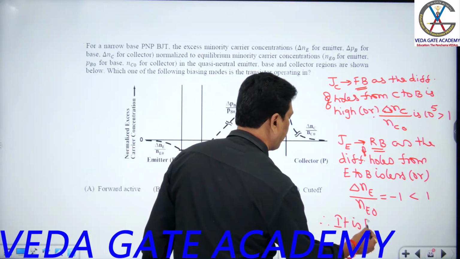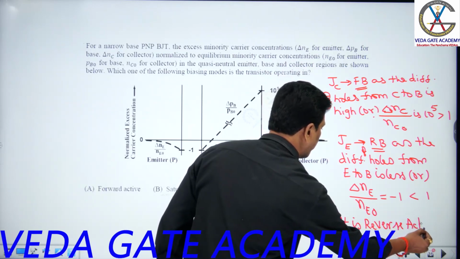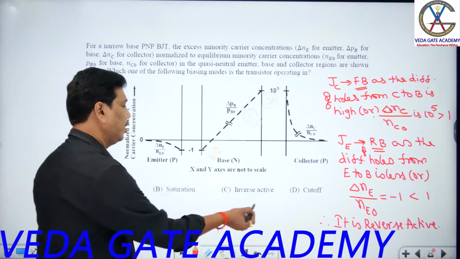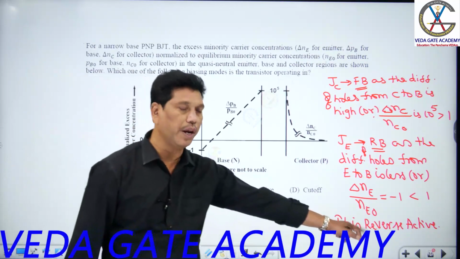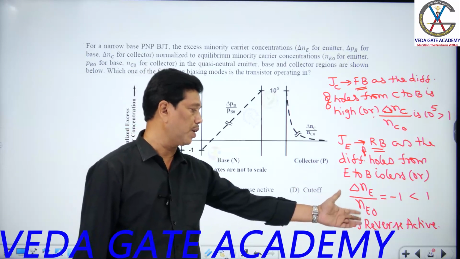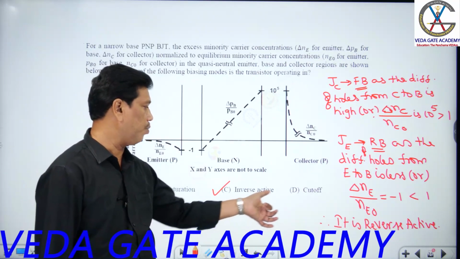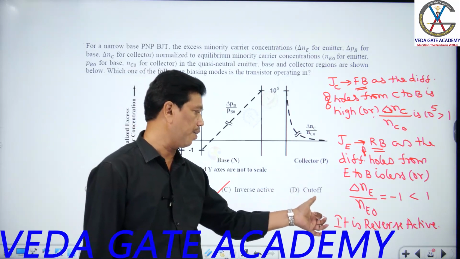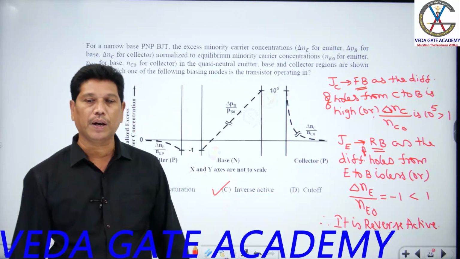Therefore, it is reverse active. Input junction is reverse biased, output junction is forward biased. It is reverse active mode, that is nothing but inverse active mode, students, also called inverted mode. It is not forward active, not saturation, not cutoff. So it is inverse active mode, students. Okay, next question.